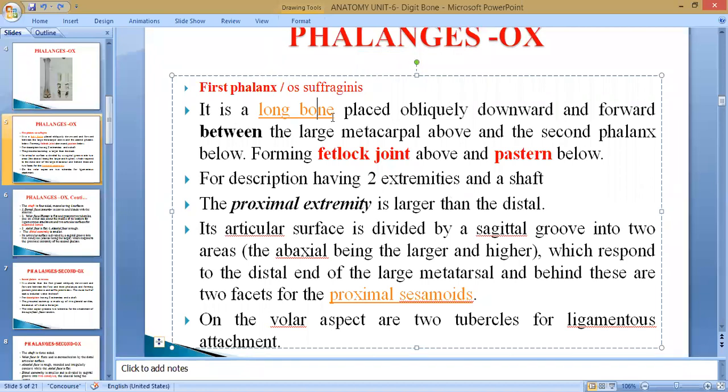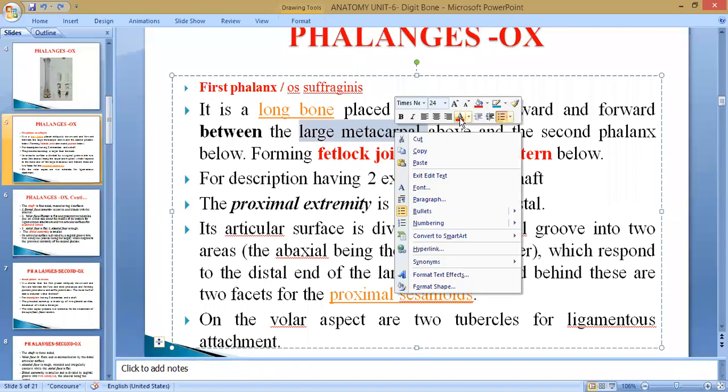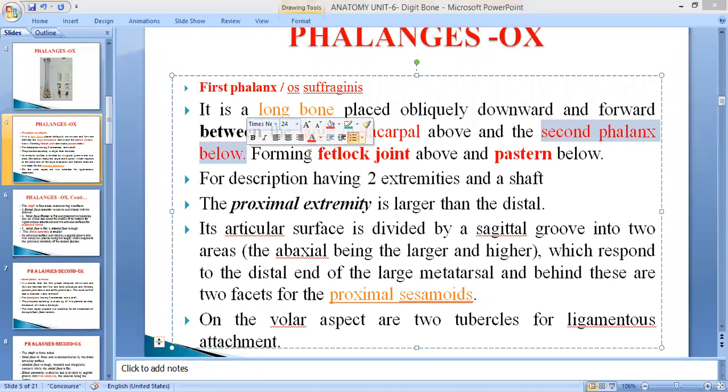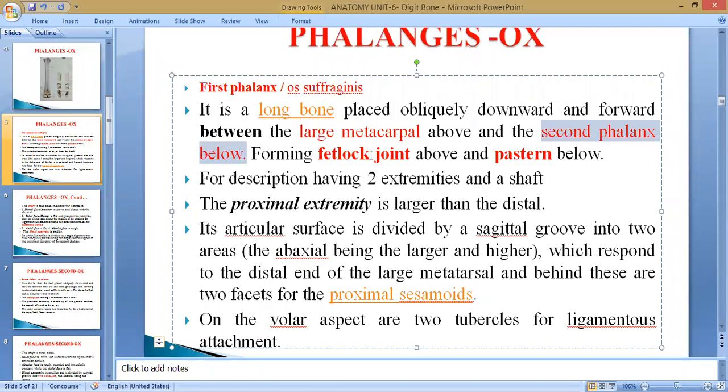It is a long bone placed obliquely downward and forward in direction, located between the large metacarpal for the forelimb and the large metatarsal for the hind limb, above, and the second phalanx below. We have already seen this in the picture. Proximally it forms a joint known as the fetlock joint, and distally it forms the pastern joint.